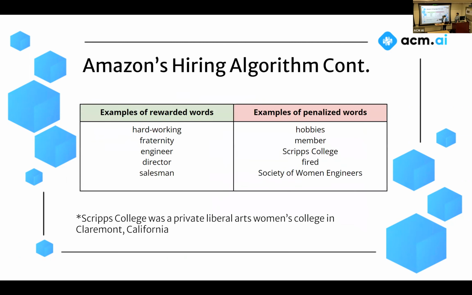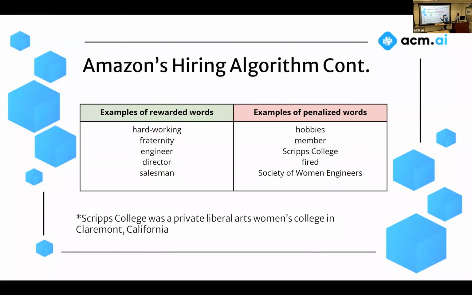For example, there are words that are rewarded and words that are penalized. And you can see how, oh, by the way, Scripps College is a private liberal arts college for women in California. But you can see the list of rewarded words includes hardworking, fraternity, engineer, director, salesman, and the penalized ones include hobbies, members, Society of Women Engineers, and fired.